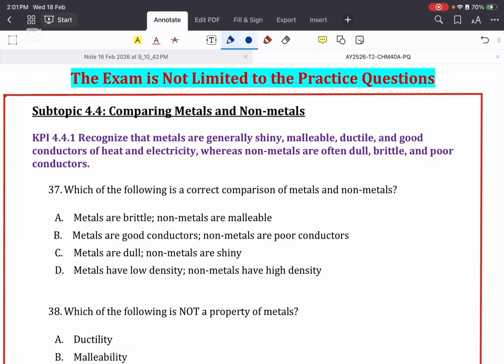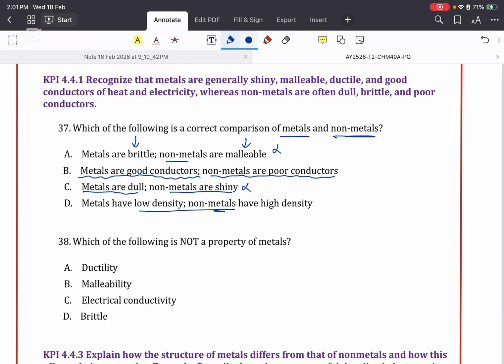Which of the following is a correct comparison of metal and non-metal? Metals are known to be good conductors, while non-metals are poor conductors. It's the non-metals that are brittle and the metals that are malleable. The non-metals are dull and the metals are shiny. So these are wrong, and it's also the opposite here.